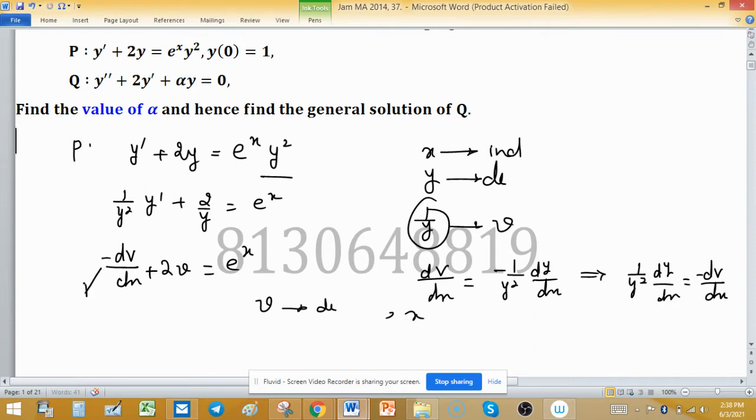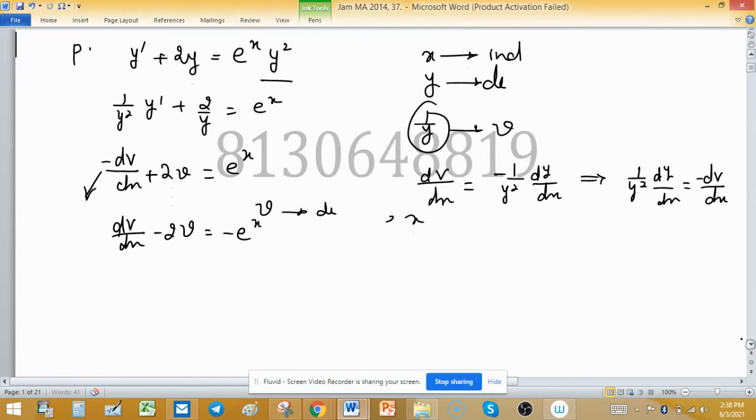So we will find the solution of this differential equation. Make this term positive: dv over dx minus 2v is equal to minus e raised to the power x. This is a linear equation and we first find its integrating factor. The integrating factor will be e raised to the power of the integral of minus 2 dx. It will be e raised to the power minus 2x. So we have the integrating factor.